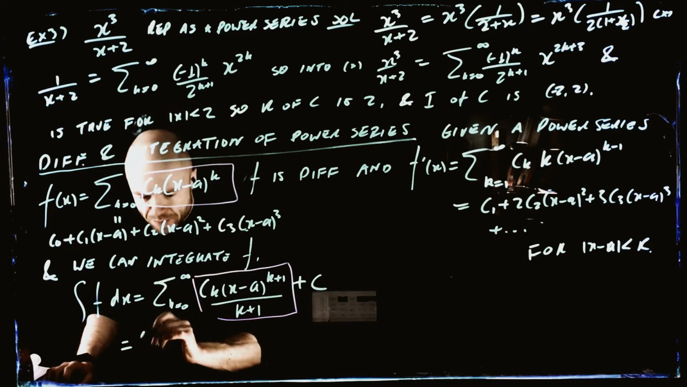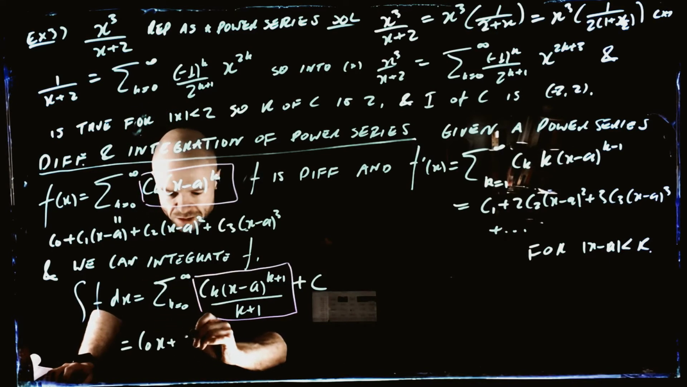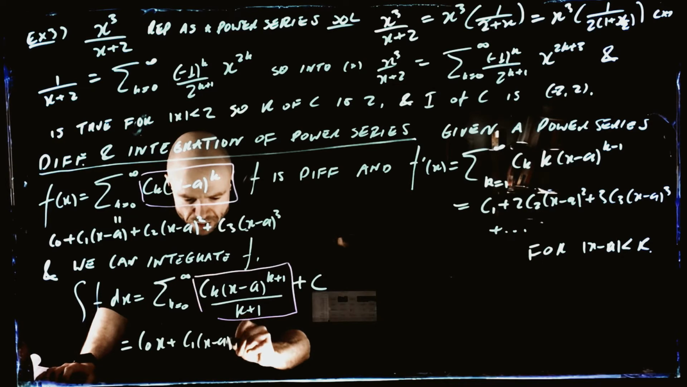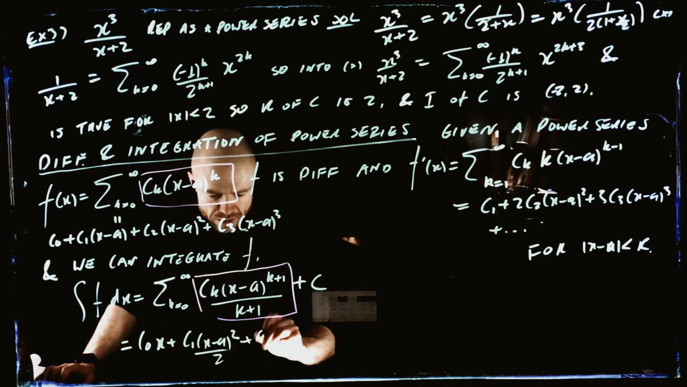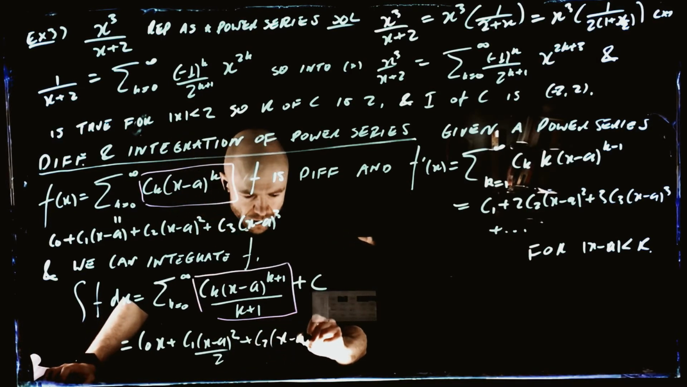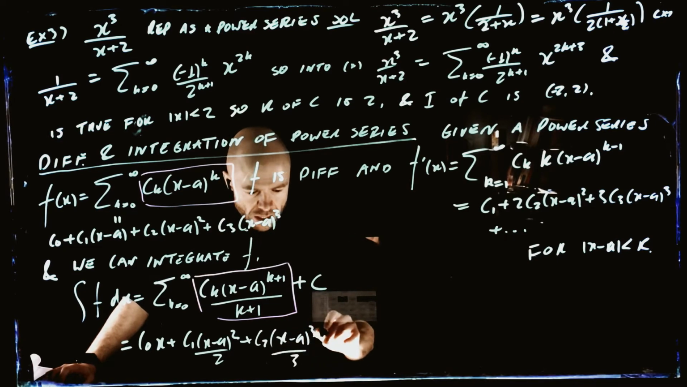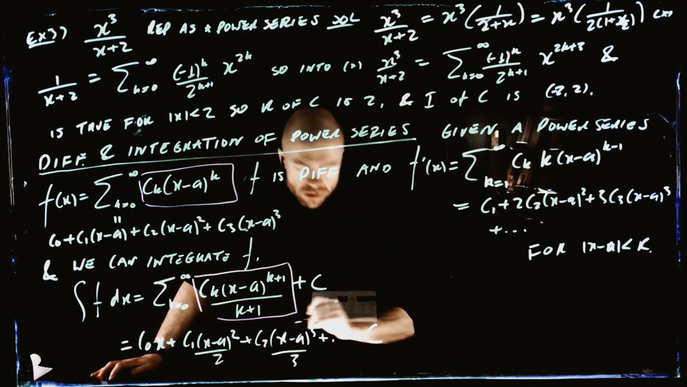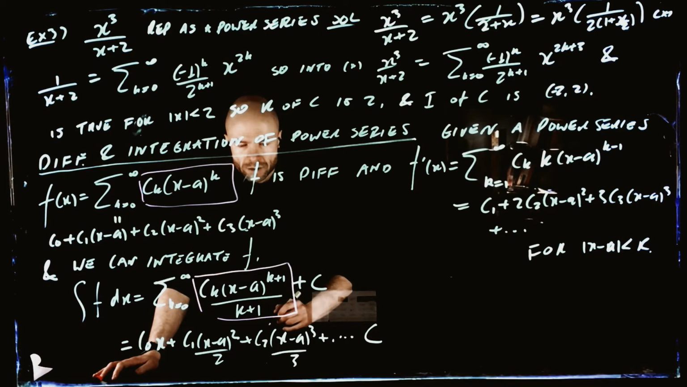And then just writing out the first terms just to solidify it in our minds. So this thing becomes c0 times x. This thing is c1 times (x minus a) squared over 2. This thing is c2 times (x minus a) to the power 3 over 3. And so on, so on, so on. And there is a constant c at the end.